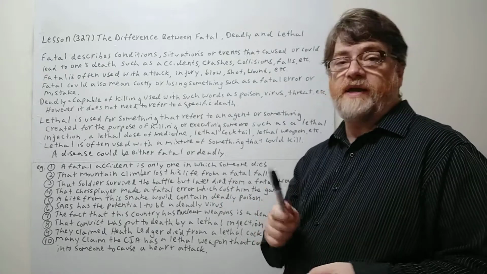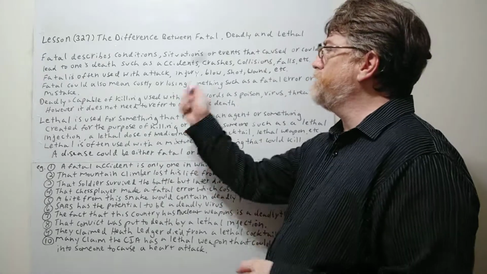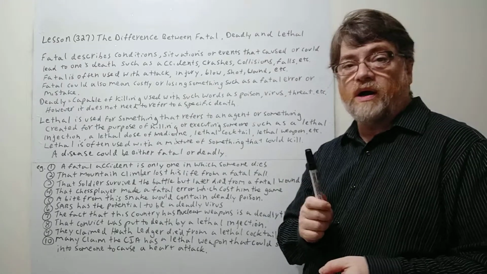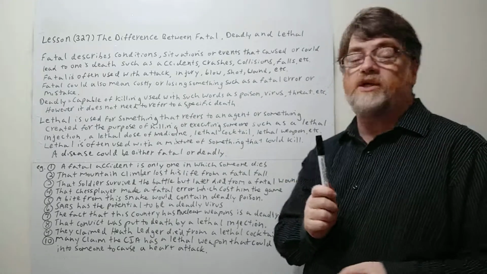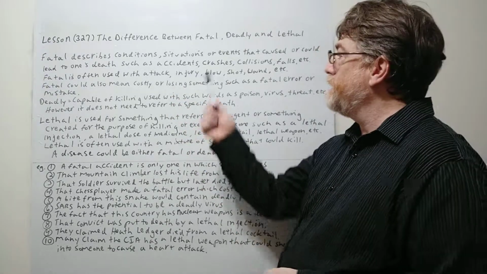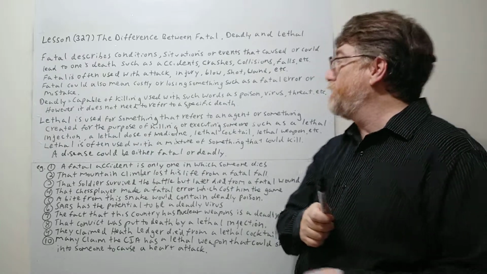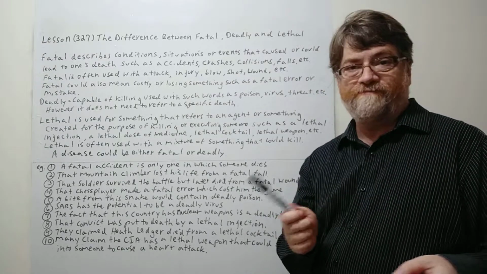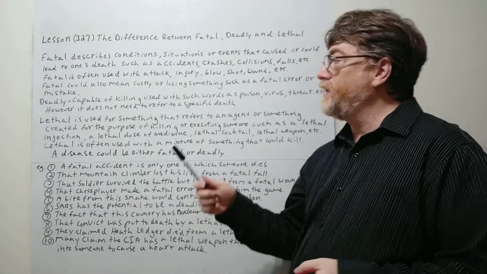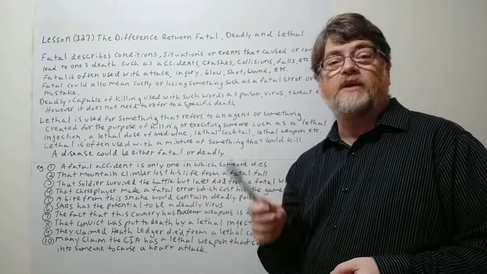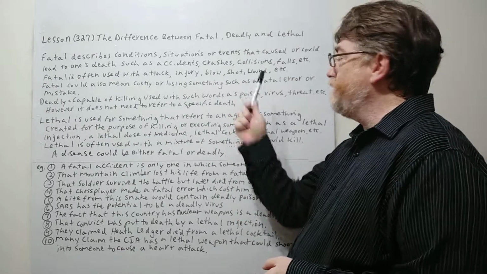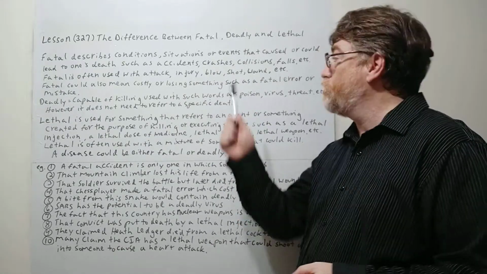All right, so let's look at fatal. Fatal describes conditions, situations, or events that caused or could lead to one's death, such as accidents. Here, we often use fatal with accidents: crashes, collisions, falls, etc. Fatal is also often used with attack, like we might say a fatal attack, fatal injury, fatal blow, so that last strike that killed somebody, fatal wounds, fatal shot.